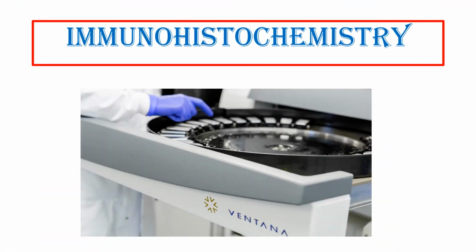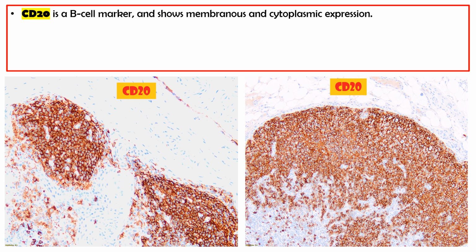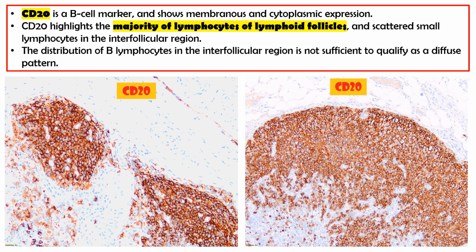Immunohistochemistry. CD20 is a B cell marker and shows membranous and cytoplasmic expression. CD20 highlights the majority of lymphocytes of lymphoid follicles and scattered small lymphocytes in the interfollicular region. The distribution of B lymphocytes in the interfollicular region is not sufficient to qualify as a diffuse pattern.